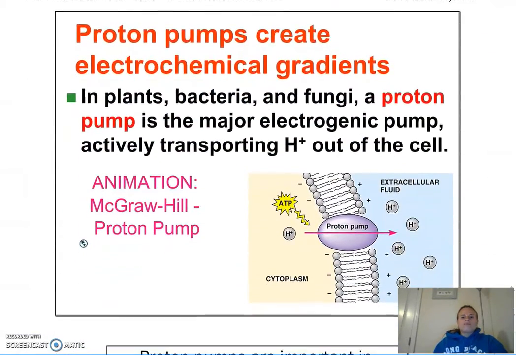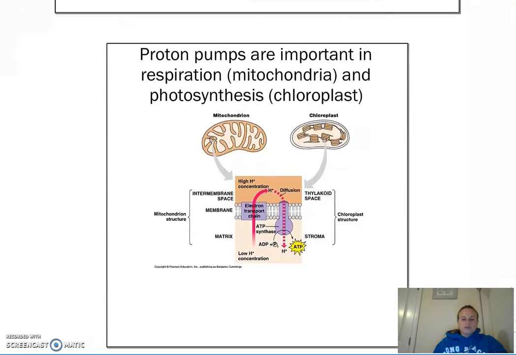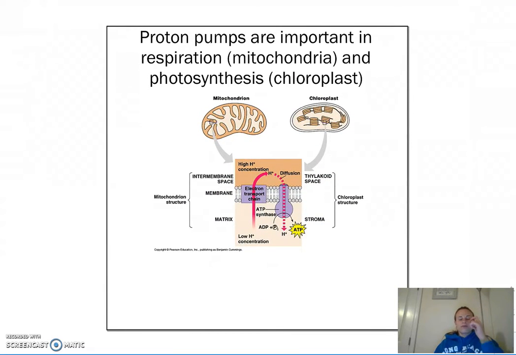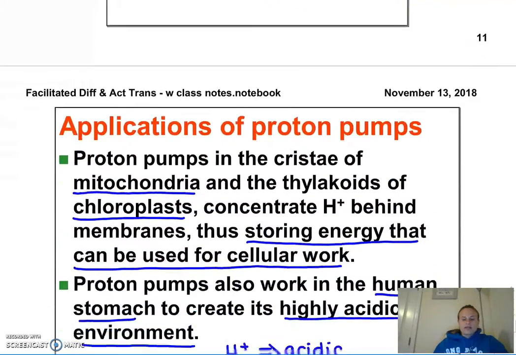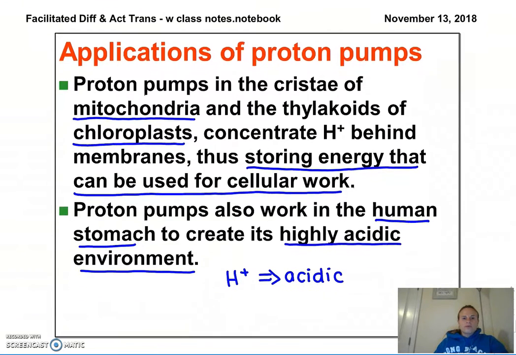Proton pumps help to create electrochemical gradients. In plants, bacteria, and fungi, it's this proton pump that's the major electrogenic pump, actively transporting hydrogen out of the cell. Now, these proton pumps are going to be vitally important in respiration and in photosynthesis. So in the mitochondria, when they're used for respiration, those proton pumps are going to be found in the cristae, and as far as chloroplasts go, those proton pumps are going to be found in the thylakoids.